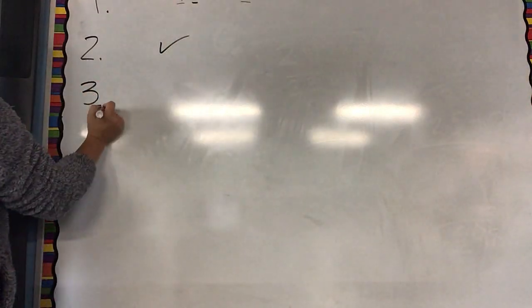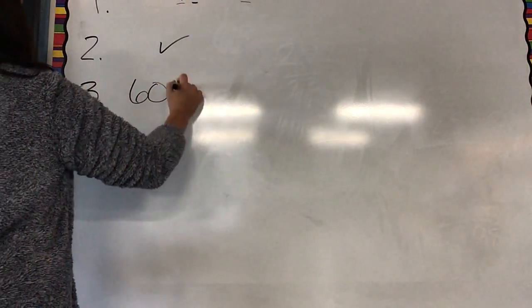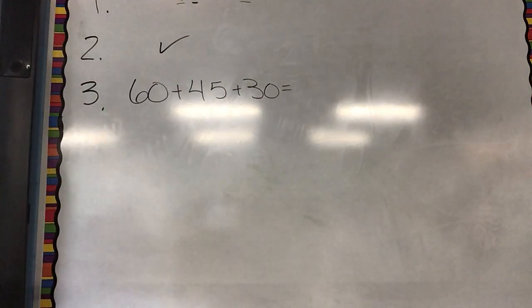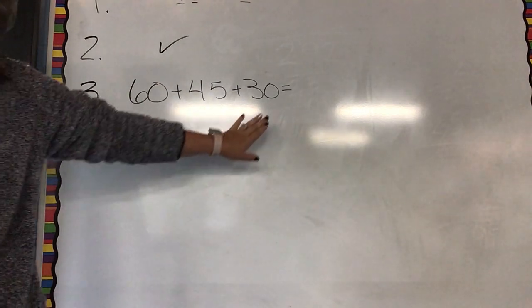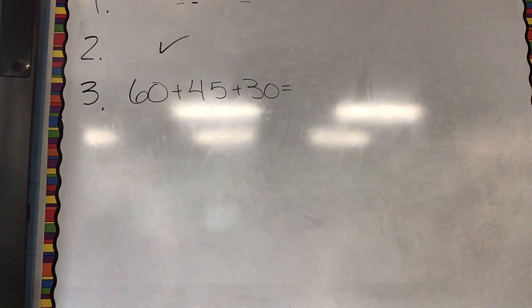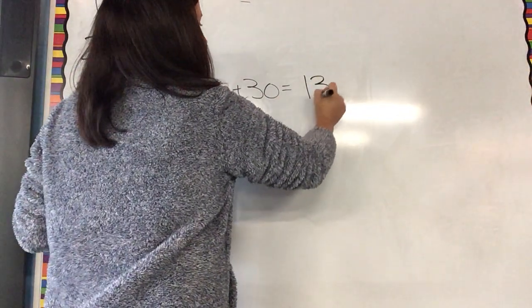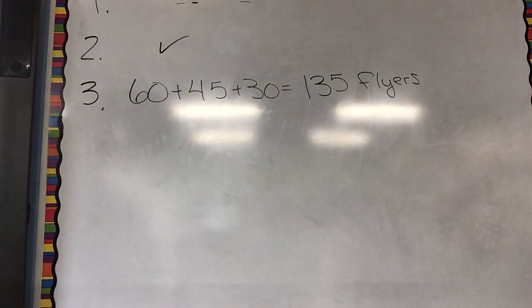What is my equation now for number 3? What is my equation? Malia? 60 plus 25 plus 30. Malia, why did you add up these numbers? That's how many flyers they all posted. Yeah, one person posted 60, one person posted 45, and another friend posted 30, and they want to know all together, so I'm adding how many flyers got posted. When you added, Jake, how many did you get? 135 flyers. Show me a thumbs up if you agree. Very nice.